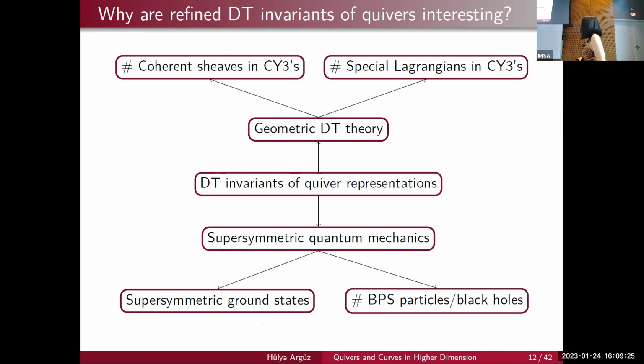However, mathematicians also have some motivation to understand quiver DT invariants, particularly because they're related to geometric Donaldson-Thomas theory, which is concerned with counting coherent sheaves in Calabi-Yau threefolds. And as we saw, homological mirror symmetry, which everyone in this audience knows, relates these counts of coherent sheaves to special Lagrangians. Furthermore, they're interesting for physicists because they appear in the context of supersymmetric quantum mechanics, and they have to do with supersymmetric counts of supersymmetric ground states or BPS particles.